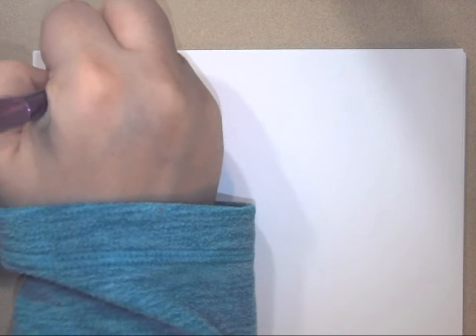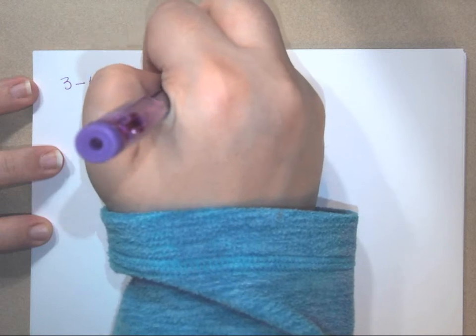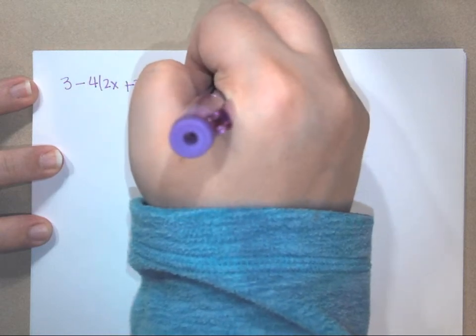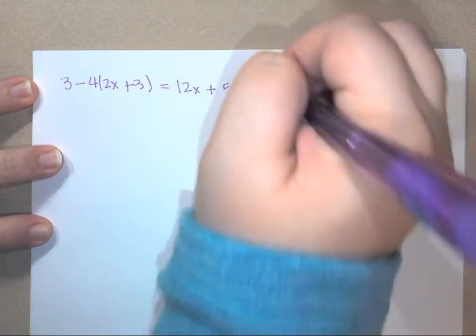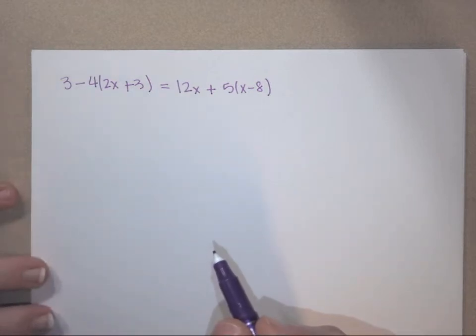Alright, let's take a look more closely at some more multi-step equations. What happens if I had something like this? 3 minus 4 times (2x plus 3) is equal to 12x plus 5 times (x minus 8). The reason these are more multi-step is because we've got x's on both sides of the equation, which means you're going to have a few extra steps to get your x isolated.